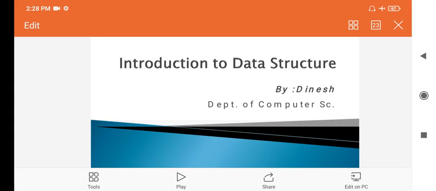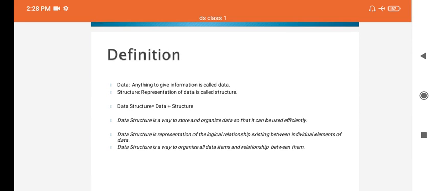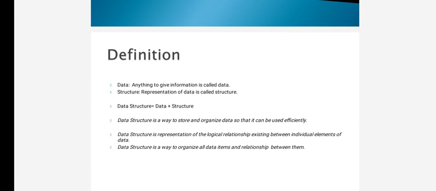Today, the topic of our discussion is introduction of data structure. First of all, to explain the data structure, we will understand the data and structure separately. Data can be defined as anything that gives information, and structure is a representation of data. Data structure is equal to data plus structure.